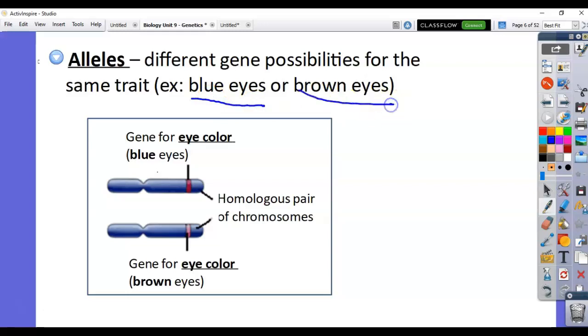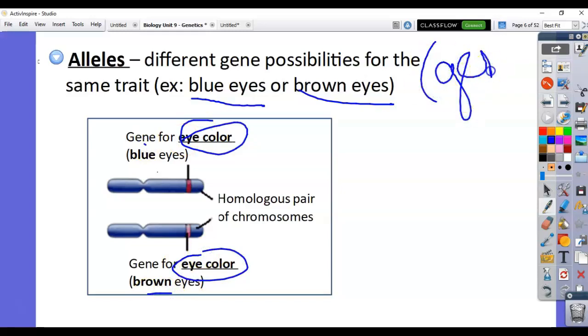Oh, you have the brown eye gene. It's like saying you have the brown eye allele. Okay, so these are two different alleles for eye color. We've got the blue eye allele and the brown eye allele. So you can just think of this as the same as gene. Okay, so if you hear me say allele, just think the word gene. I'm just saying allele so that you guys know, because we're going to say allele a lot in this unit. It's pretty much the same thing as a gene.